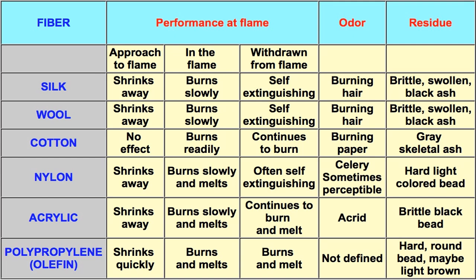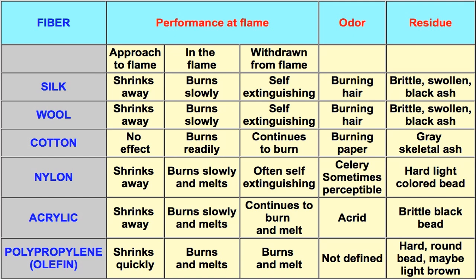But in case of cotton, there will be no effect when the fiber or fabric is going near the flame. In case of nylon, again it shrinks away. In case of acrylic, shrinks away. Whereas in case of polypropylene, that is a polythene fiber like plastic, it shrinks very quickly. So what we can see is in case of cotton, there is no difference, whereas others are shrinking away when nearing the flame.